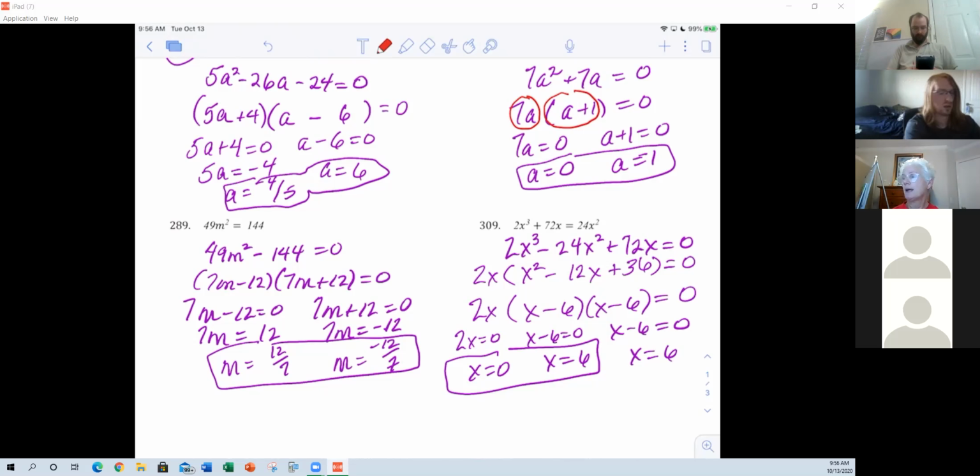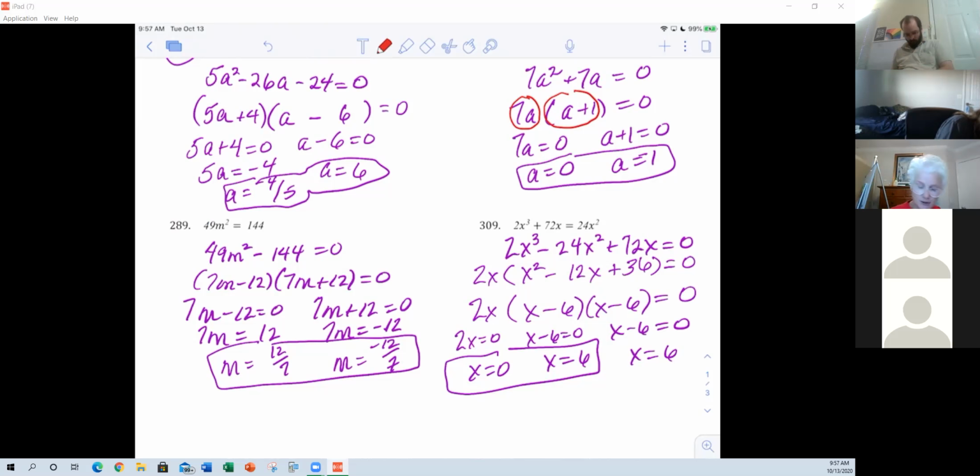Something people do that is incorrect when they're solving an equation is they just divide both sides by the 2x. But that eliminates one of your solutions. So never, ever, ever divide by an x, okay? Because you'll lose one of your solutions if you do. So it's 2x times (x² - 12x + 36) equals 0. Then we need two numbers that multiply to 36 and add to -12, which would be -6 and -6. So this factors to be 2x times (x - 6)(x - 6) equals 0.